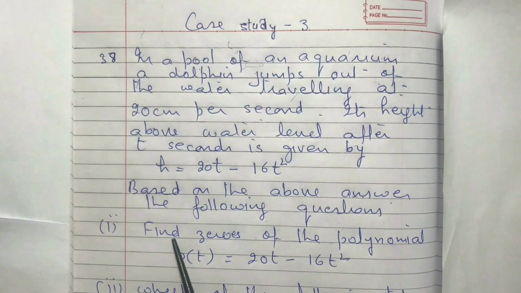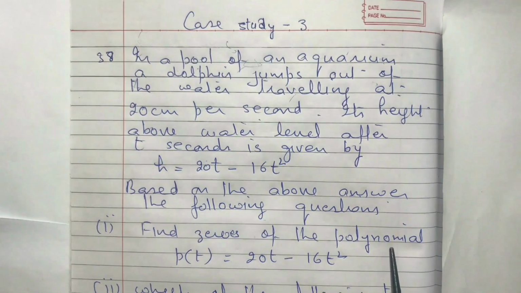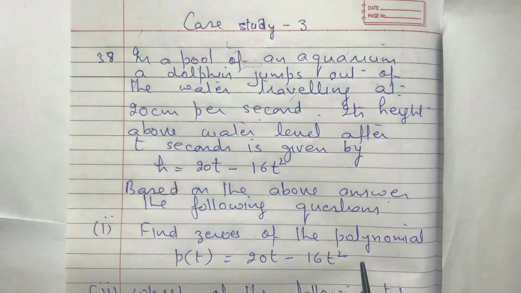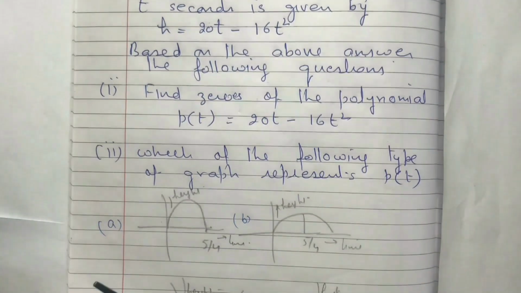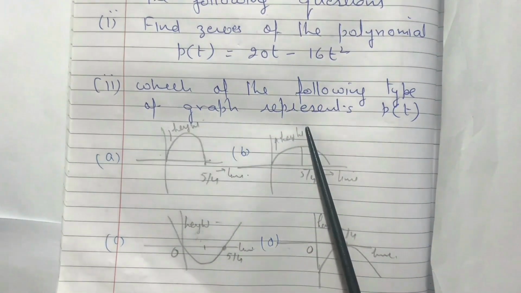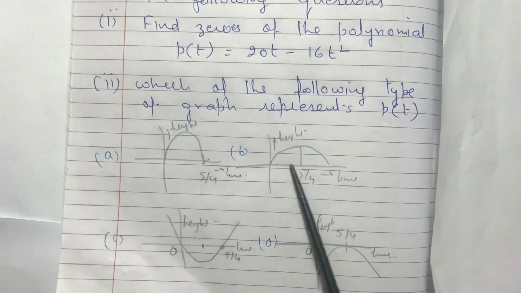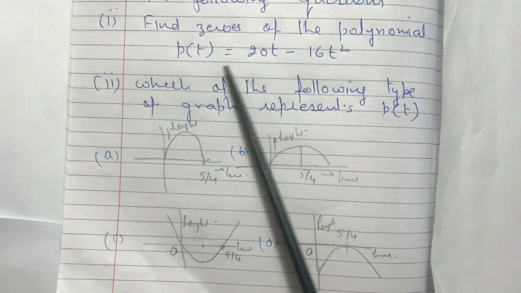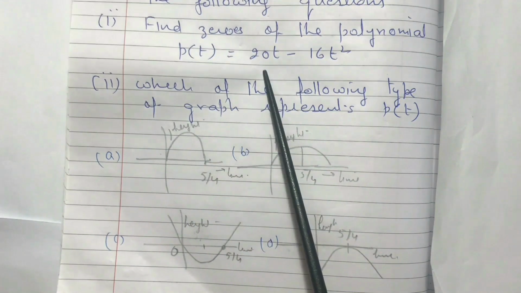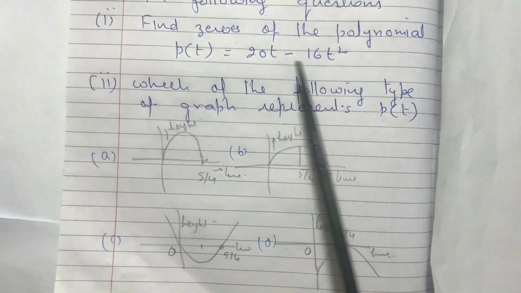Number 1, find zeros of the polynomial p(t) is equal to 20t minus 16t square. Second, which of the following type of graph represents p(t)? So there are 4 graphs. Now its first question is find the zeros of the polynomial p(t) is equal to 20t minus 16t square. How do you find the zeros?